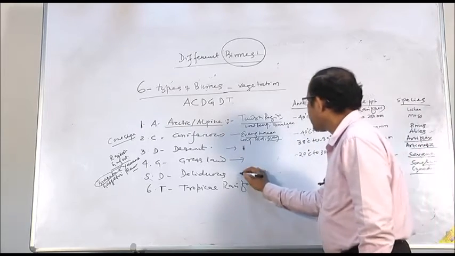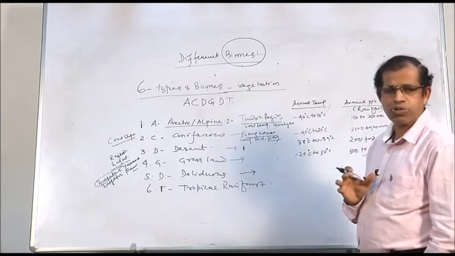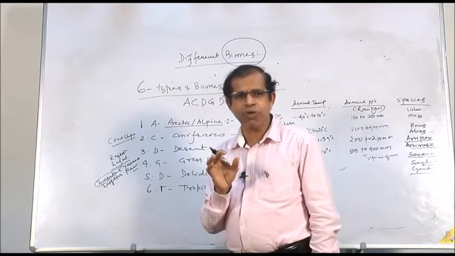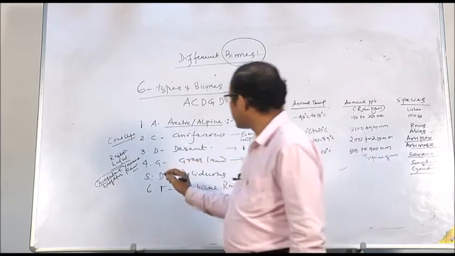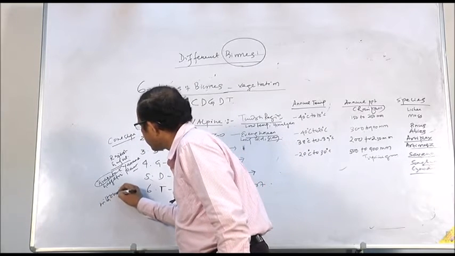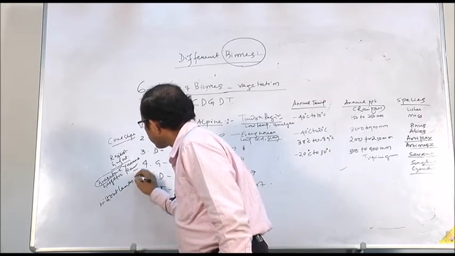So, if you go for the deciduous forest, you must be knowing Patra Jhada. In one part of the year you will find these plants are without leaves. Deciduous means they will be without leaves for a part of the year.